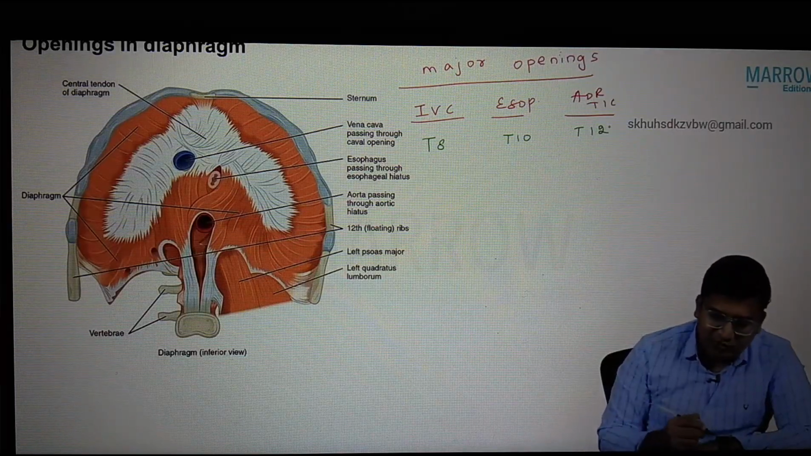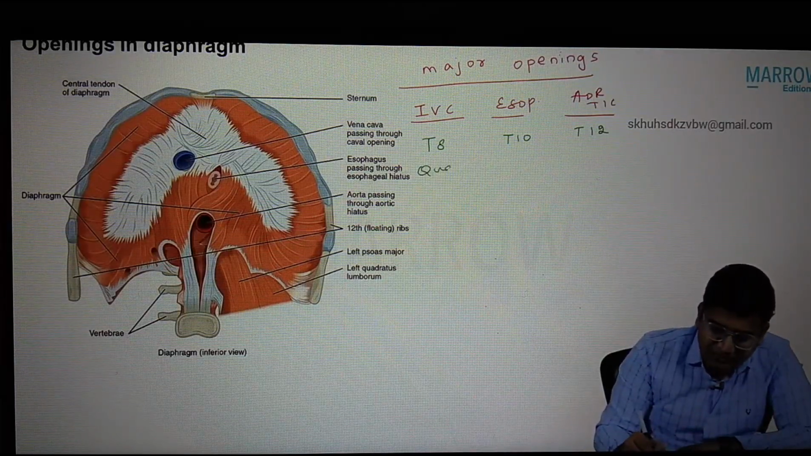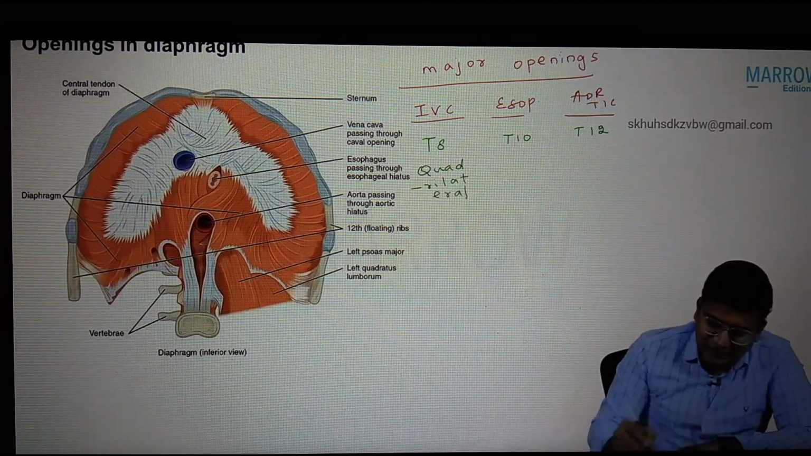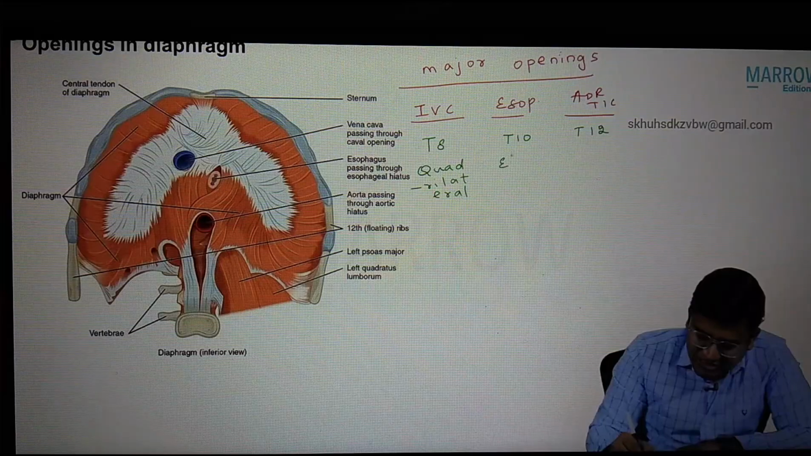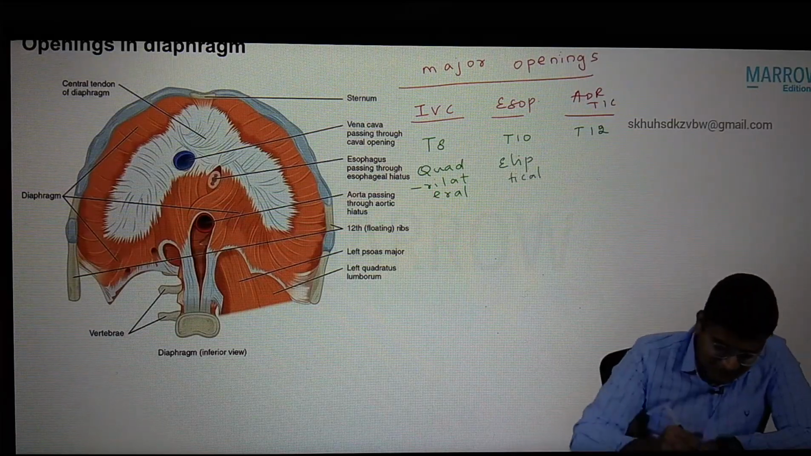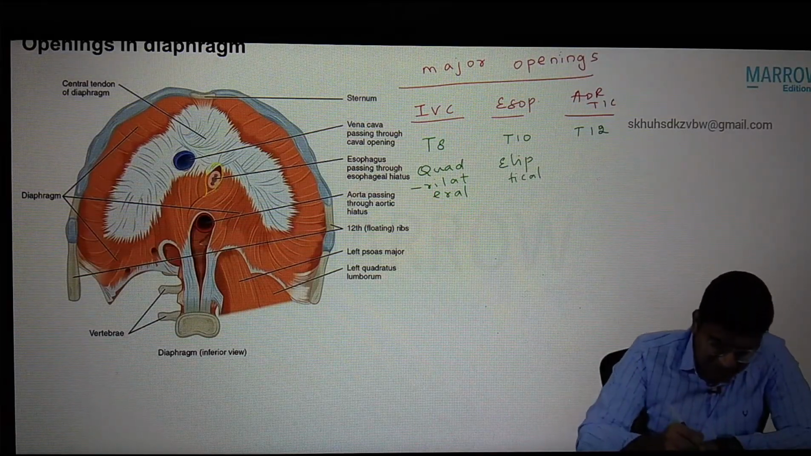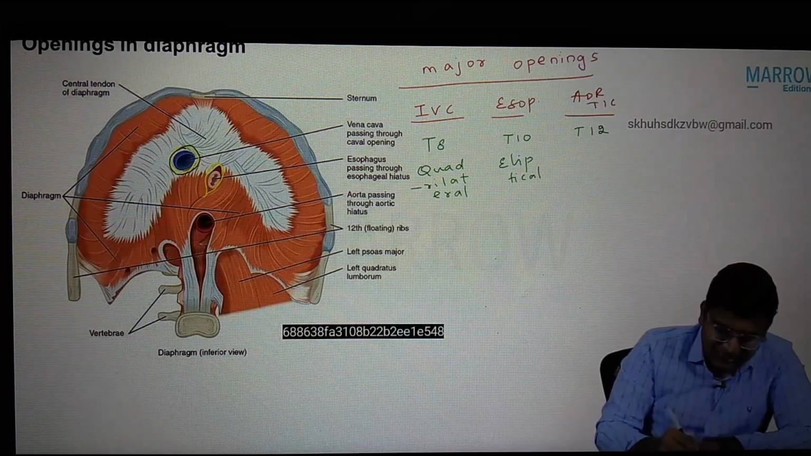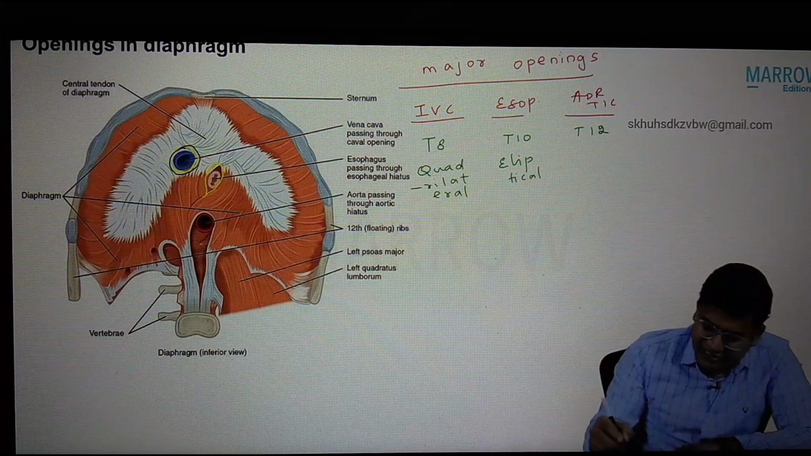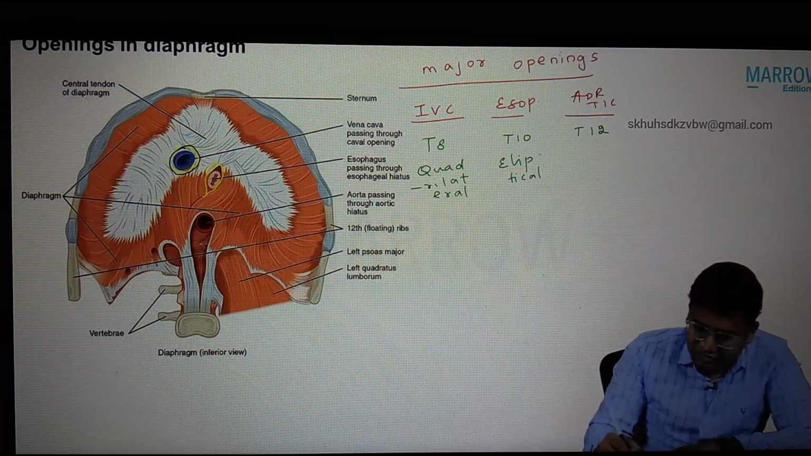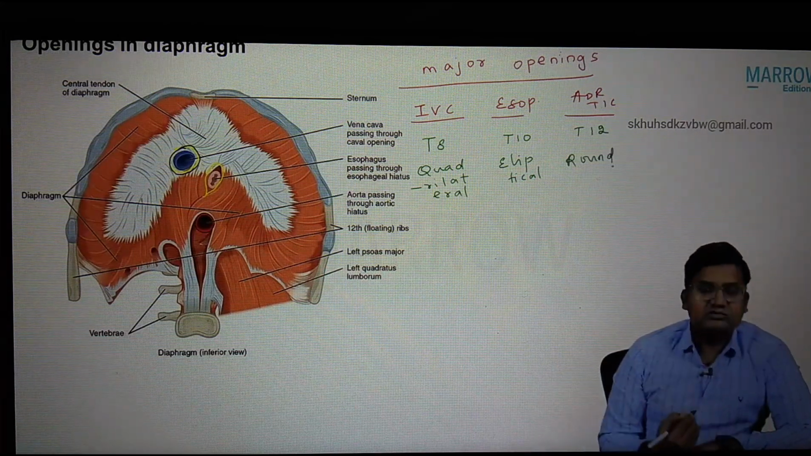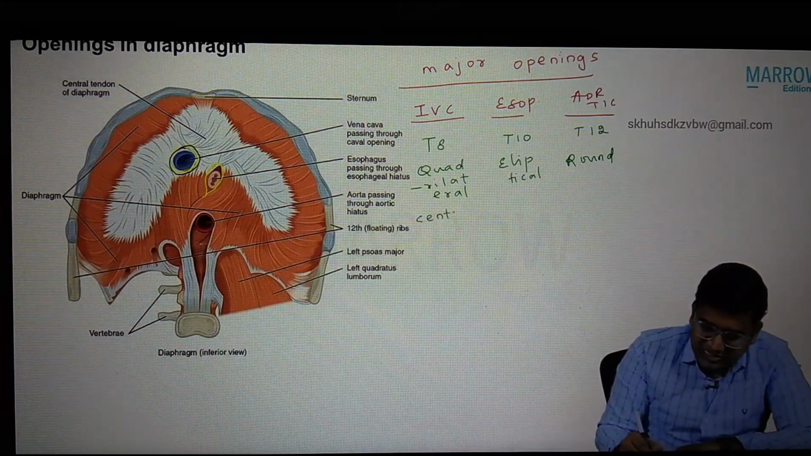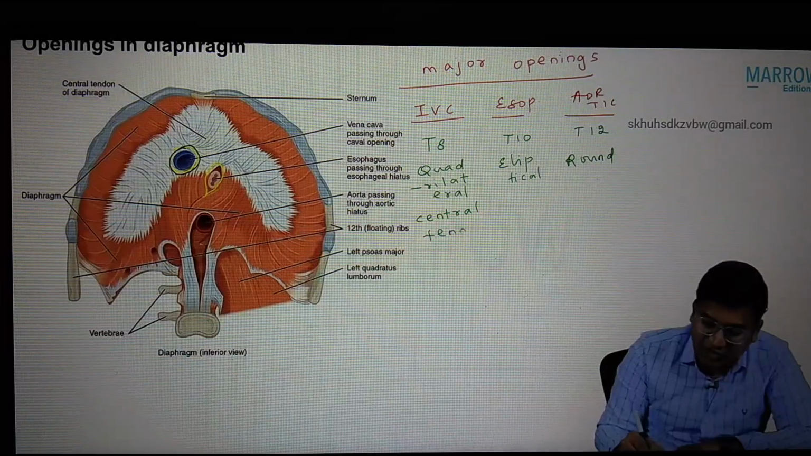Now the shape of the IVC opening is quadrilateral. The esophageal opening is almost elliptical. This is quadrilateral, and this is elliptical, whereas the shape of the aortic opening is almost round. This is a round shape. Now, where is the IVC opening? We see the IVC opening in the central tendon.